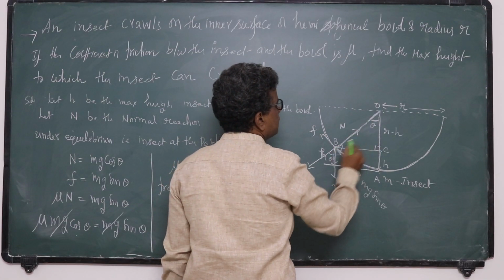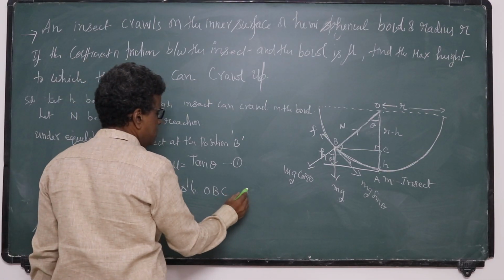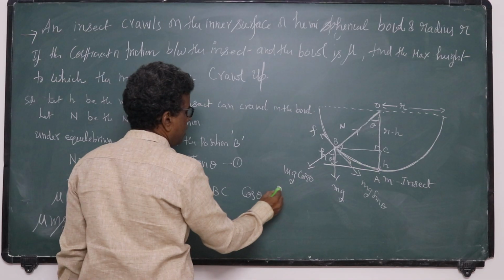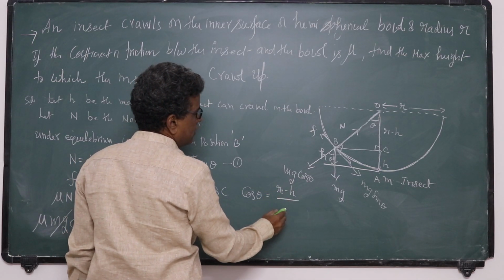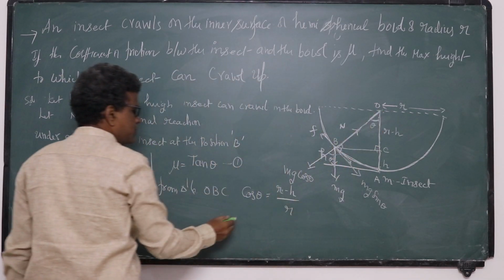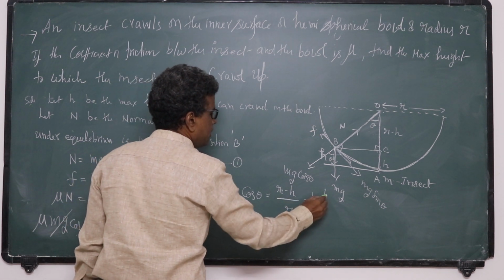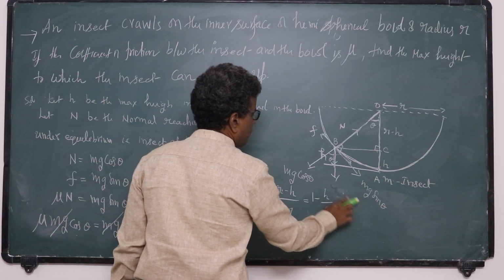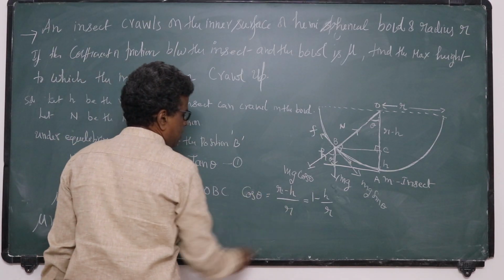So what is cos theta here? From the triangle OBC, what is cos theta? Cos theta is equal to r minus h by r, adjacent by hypotenuse. So that becomes 1 minus h by r.